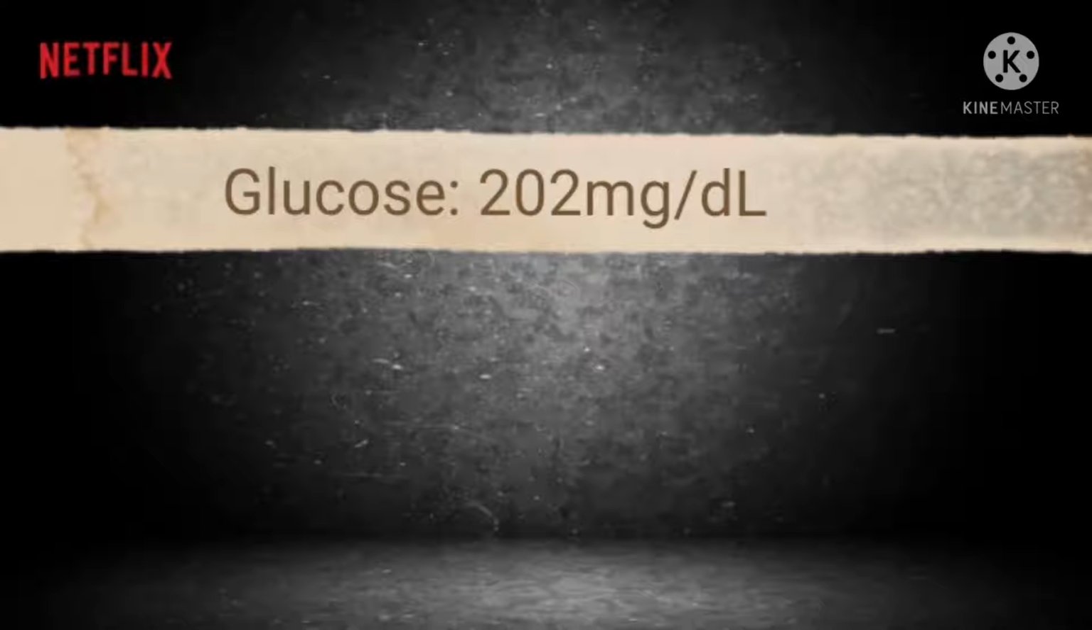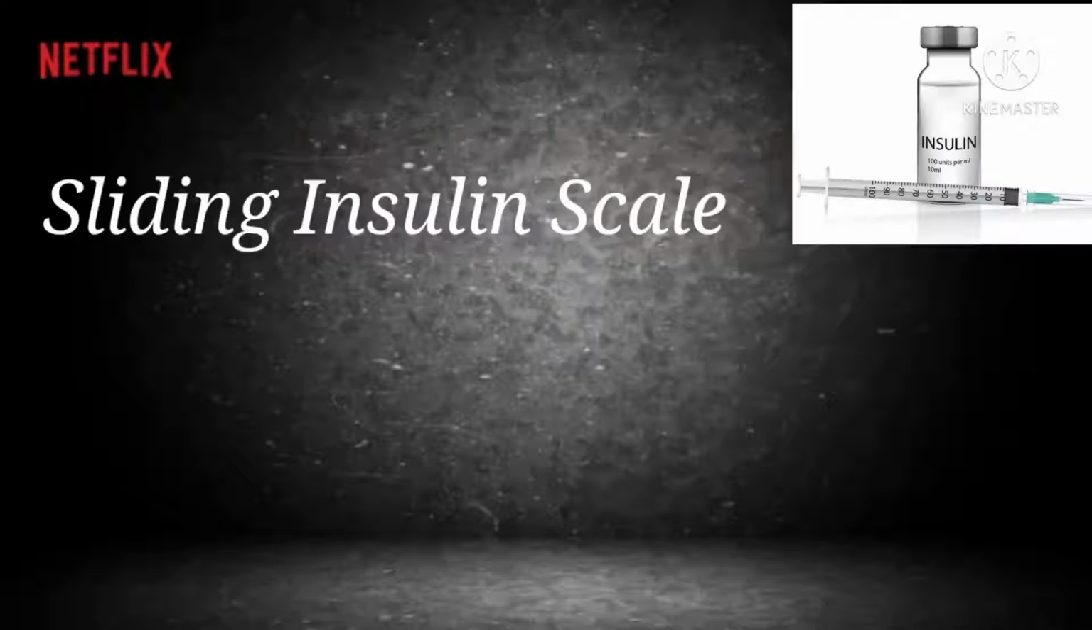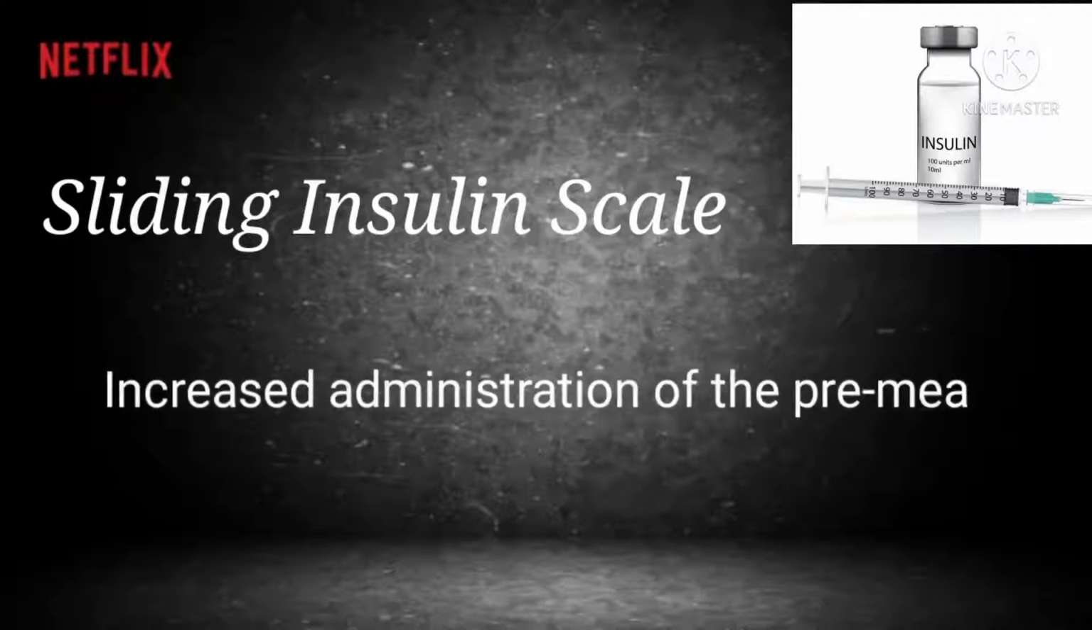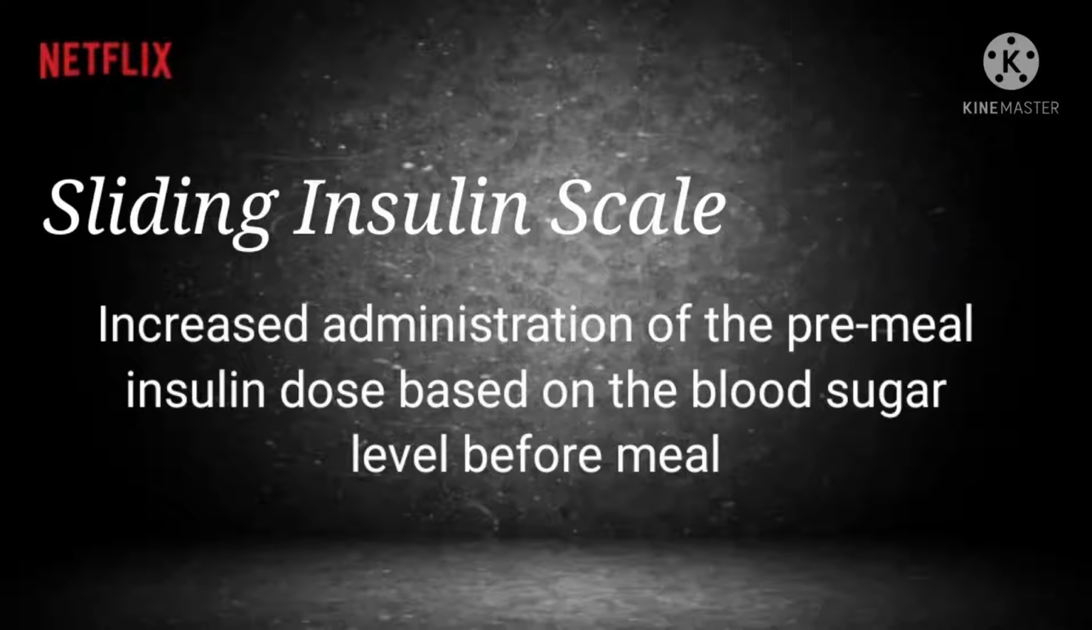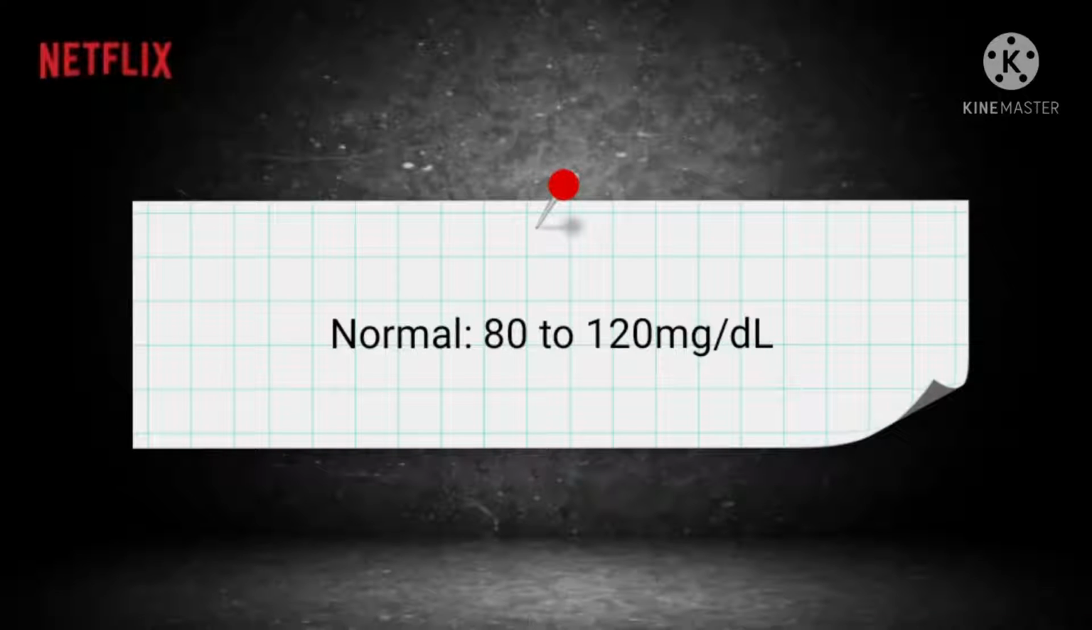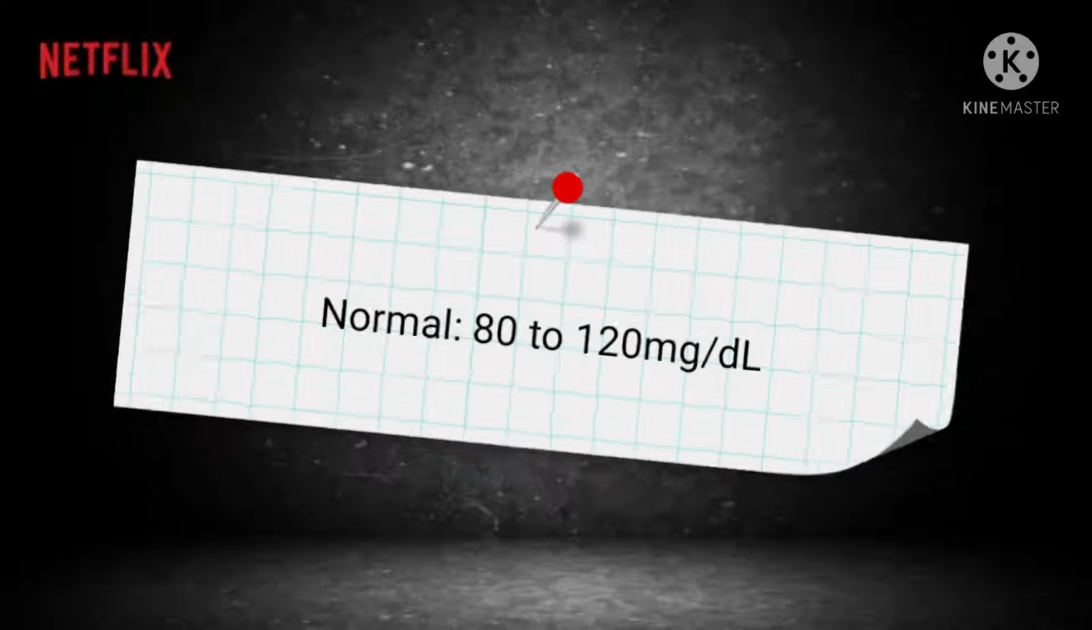Next, for FN's glucose level, we have 202 milligrams per deciliter, which means that this is above normal. Thus, the physician may order a sliding insulin scale or an increased administration of the pre-meal insulin dose based on the blood sugar level before meals. This is to keep FN's glucose level within the normal 80 to 120 milligrams per deciliter range.